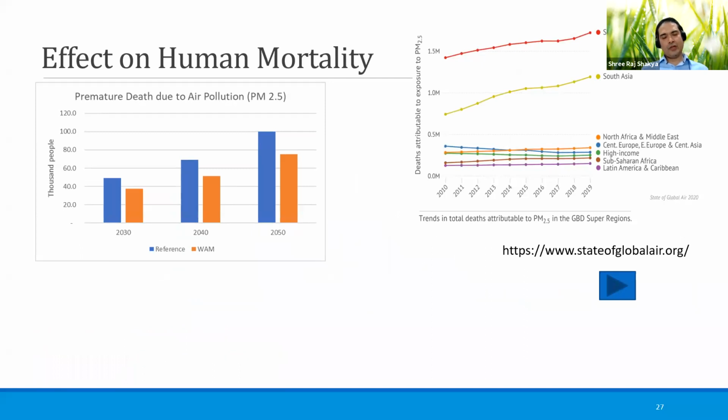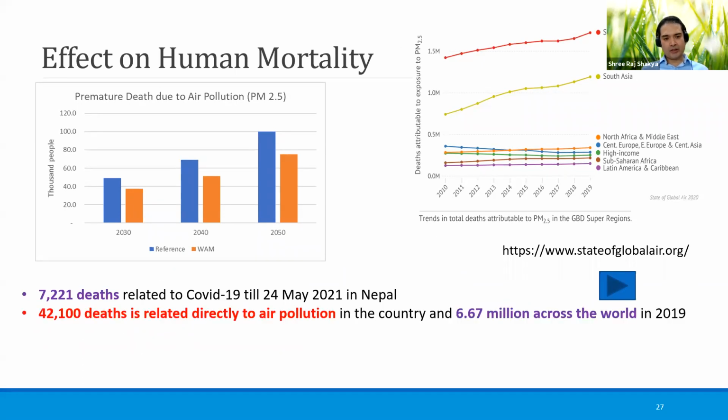As of yesterday, the death toll due to COVID in Nepal is 7,000. But if you look at the deaths due to air pollutants, we'll be surprised to see that nearly 42,000 deaths occur in the country because of air pollution. And in the world, it is 6.6 million in 2019.